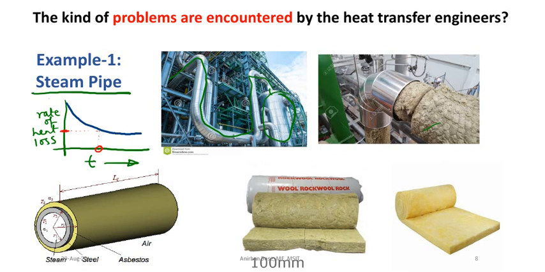Or the problem may be reversed. Suppose the thickness is known, say this much, and you want to calculate the amount of heat loss. Then the rate of heat loss you can find out from this graph. To answer this kind of question, that is, what is the rate of heat loss if you know the thickness, or how much thickness should be given so that the heat loss should not be more than this much.